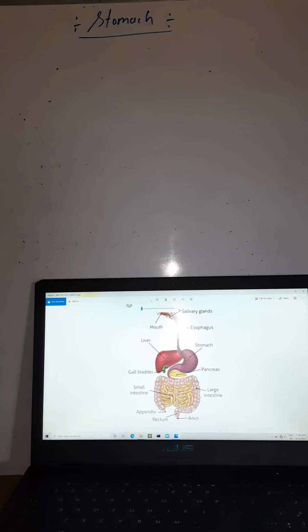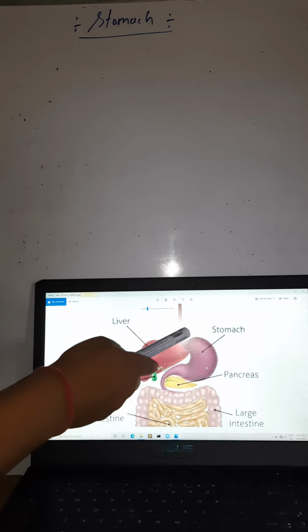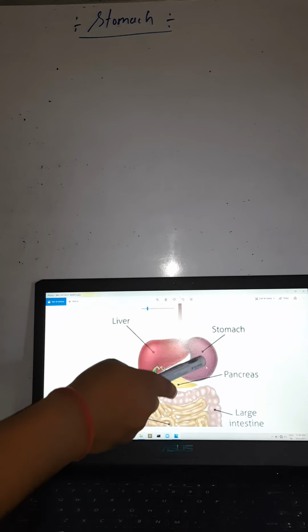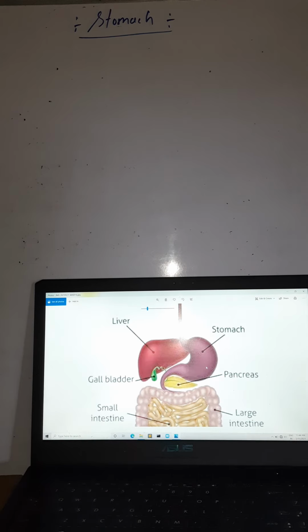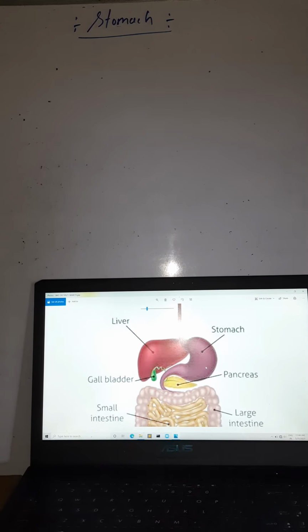This is the structure of the stomach. This is the stomach. Okay. So this is also the widest organ of our alimentary canal. Alimentary canal means the organs which are taking part in the digestion process. All the organs, these are known as the alimentary canal.